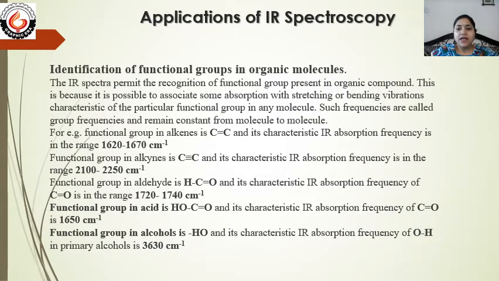Applications of IR spectroscopy. The most important application of IR spectroscopy is identification of the functional groups in an organic molecule, because if we know all the functional groups present in the organic compound, we can easily elucidate the structure of the compound, or at least know its nature, like whether it has a triple bond or a double bond, or it is an alcohol, aldehyde, ketone, acid, etc. So we get very good information about the structure and functional groups from IR spectroscopy.